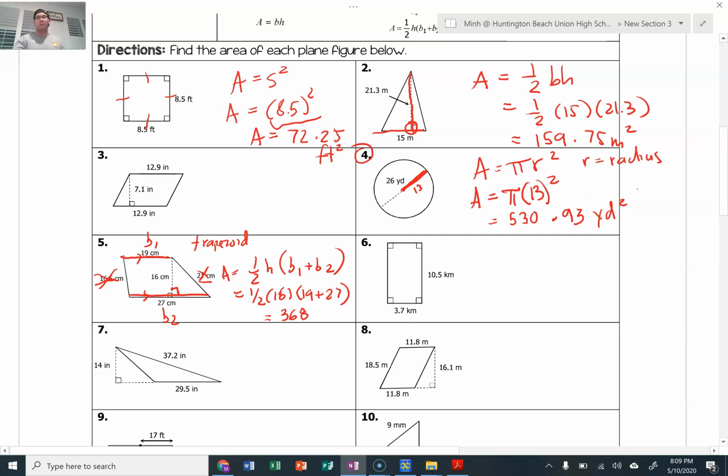All right, so we did square, we did triangle, circle, trapezoid. Let's go ahead and do a couple more.